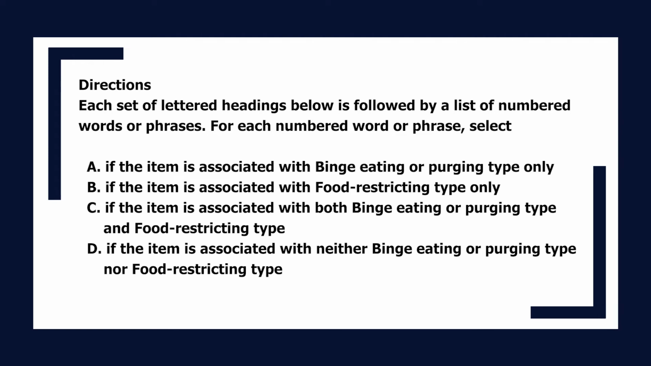Directions. Each set of lettered headings below is followed by a list of numbered words or phrases. For each numbered word or phrase, select A. If the item is associated with binge eating or purging type only. B. If the item is associated with food restricting type only. C. If the item is associated with both binge eating or purging type and food restricting type. D. If the item is associated with neither binge eating or purging type nor food restricting type.